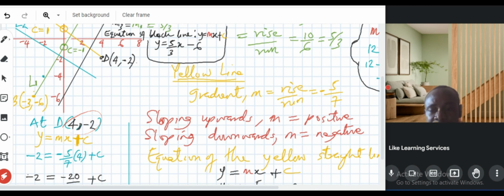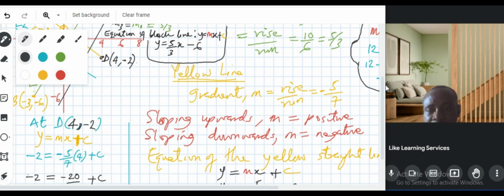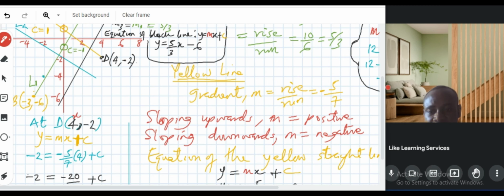These 4 and -2 are the x and y coordinates respectively. The first one mentioned is the x, the second one mentioned is the y. For any coordinate, we start with x before y. So at D, which is (4, -2), y is -2 and x is 4. We already know the gradient to be -5/7.